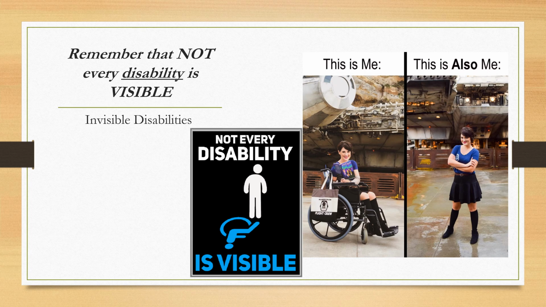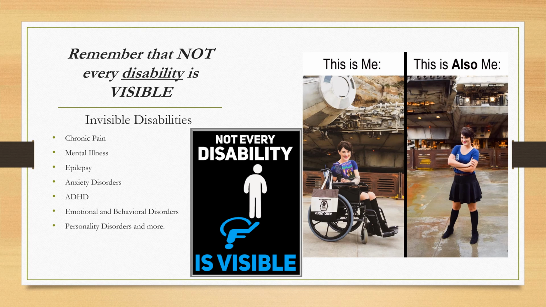Remember that not every disability is visible. A list of invisible disabilities is chronic pain, mental illness, epilepsy, anxiety disorders, ADHD, emotional and behavioral disorders, personality disorders, and many more. Keep in mind that there are disabilities where someone needs a wheelchair on some days and other days they don't. So just because the person doesn't appear or look disabled does not mean that they're not disabled. And we shouldn't have preconceived ideas to just assume that they're abled when they're not.